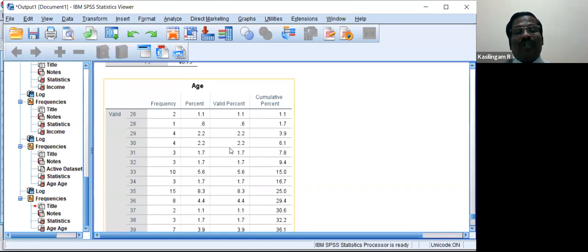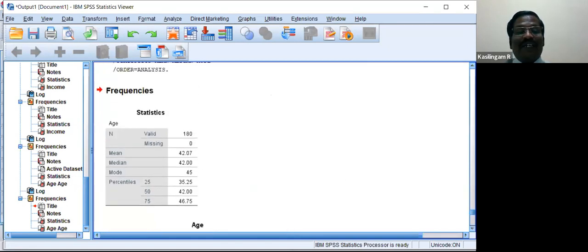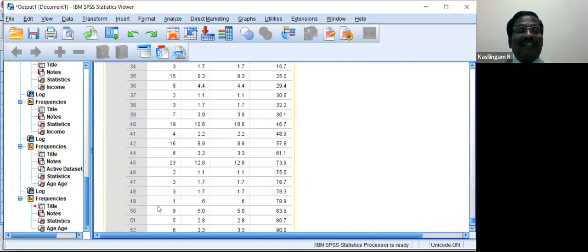50% of the people we have already seen, the median 42. Then 75% of the people is 46.75. Now let us see, 46 is not yet 75, so that is why it has put 46.75, because it is exactly for 75%. So it should cross. Quartile means 25% of the people are less than that: first quartile 25%, second quartile 50%, third quartile 75%. That is the meaning. Very good.